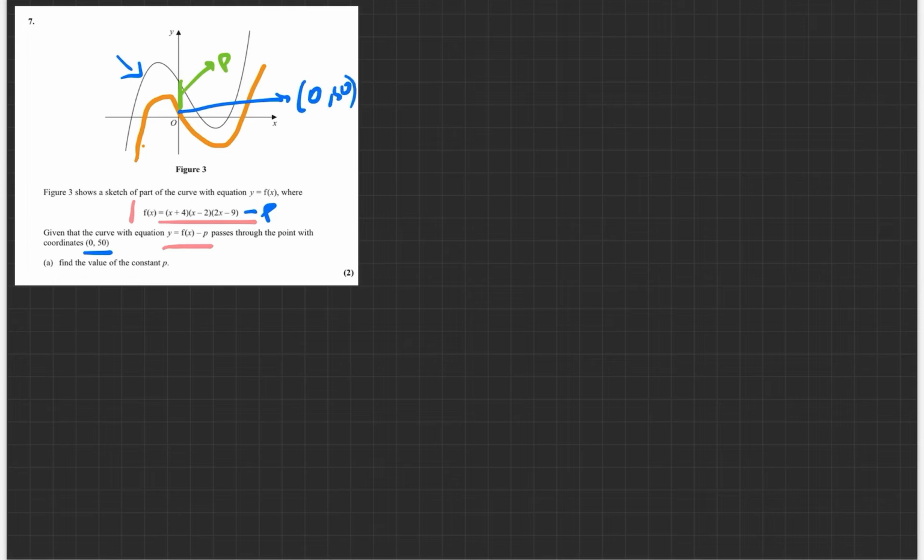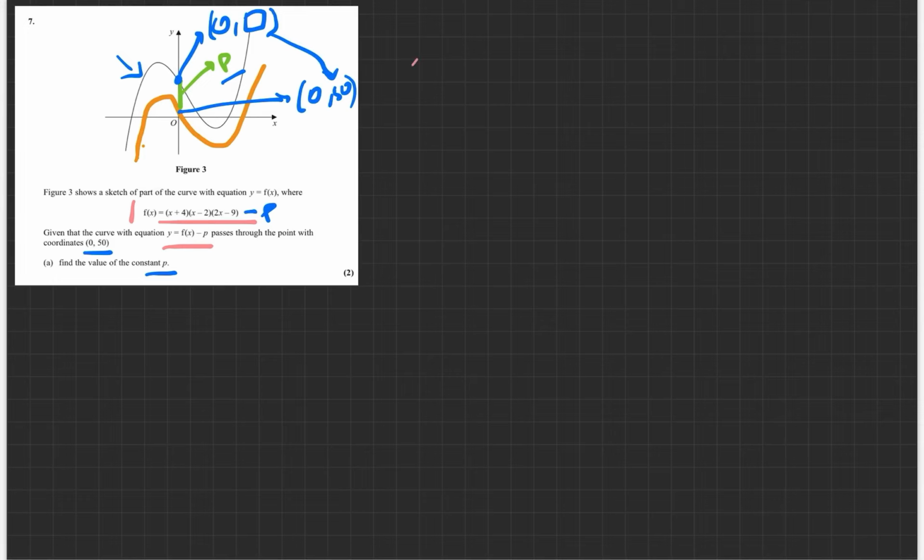So now what they have asked us in part A is to find the value of the constant p. So we want to know how many units the curve f(x) came down by, to be able to form this new equation, y = f(x) - p. So we just need to find where the original curve f(x) intersects the y-axis. Once we have that, we will get (0, something), and then we take that something and subtract 50 to get our p. So let's get started on this.